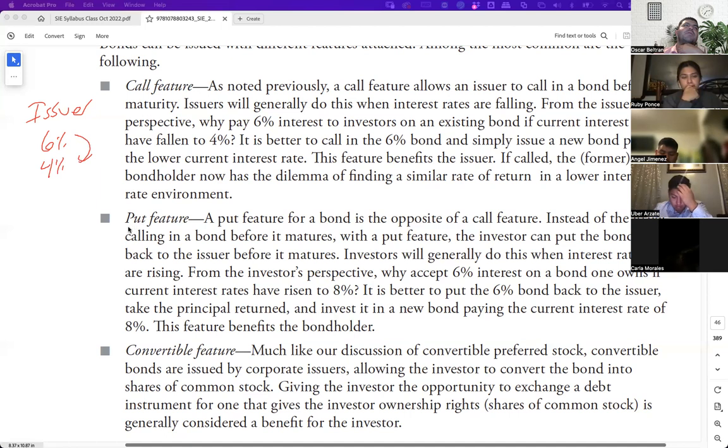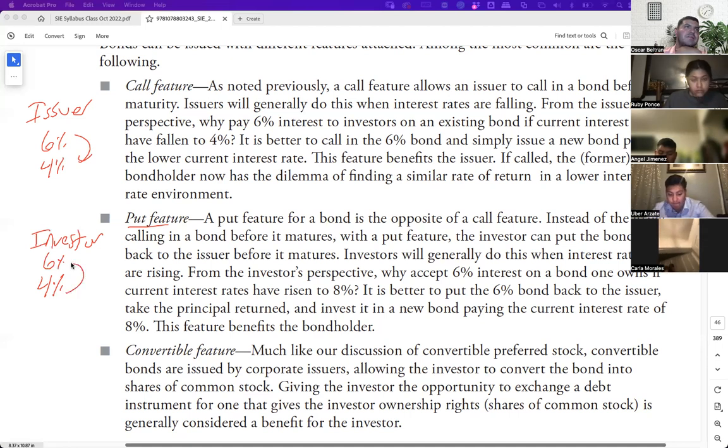And then right here we have put feature. Now, put feature is a benefit that benefits the investor. It allows them to do the inverse. If they currently have a 4% and the current bond rate is 6%, they're going to push the issuer to give them that 6%, so that way they can get more money.